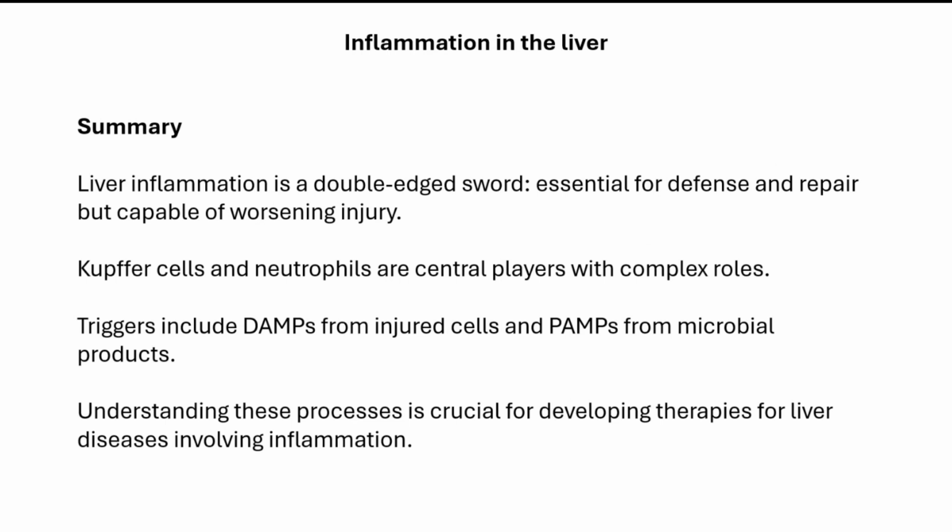In summary, liver inflammation is a double-edged sword, essential for defense and repair, but capable of worsening injury. Kupffer cells and neutrophils are central players with complex roles. The triggers include DAMPs from injured cells and PAMPs from microbial products. Understanding these processes is crucial for developing therapies for liver diseases, including inflammation.